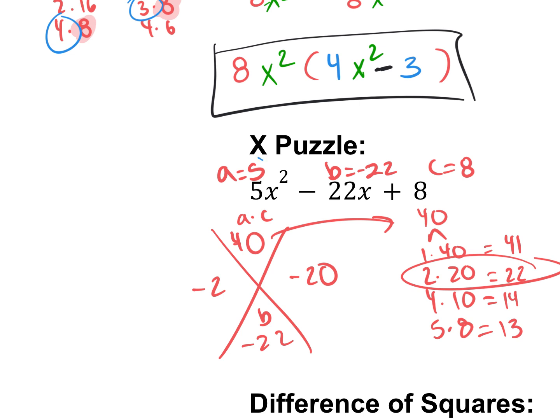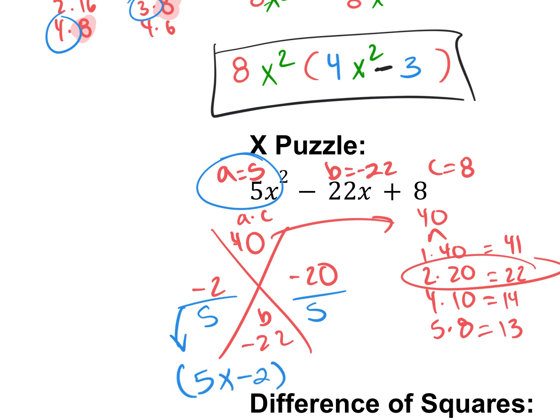Now that we have that, we have to divide by A all the time. When we divide here, we cannot simplify, so the bottom number goes in front of X. When we divide here, we get negative 4. So there's my answer.